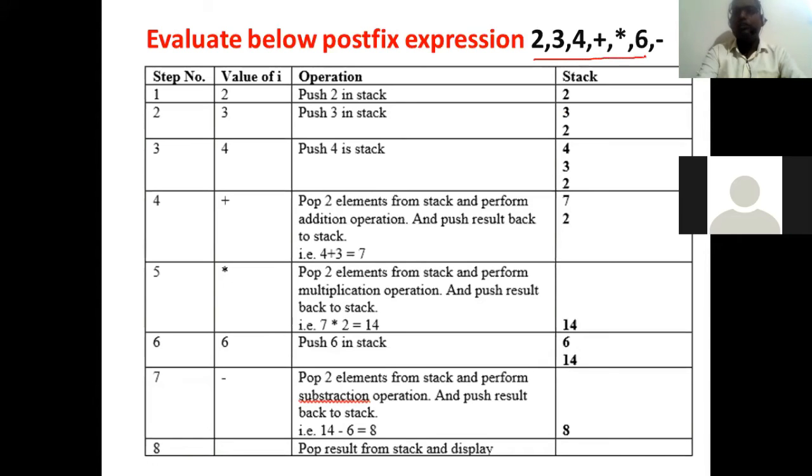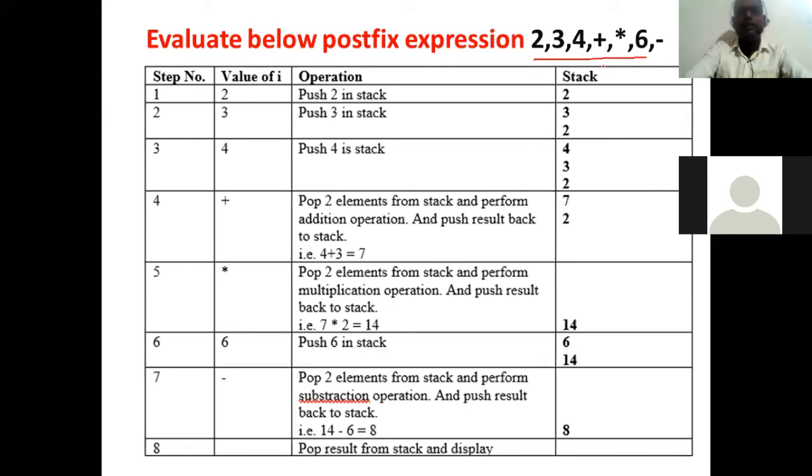You have to scan each and every symbol. If an operand or constant value is there, you need to add it into the stack. Same process. Operand hai, ya phir koi constant value, you need to add into the stack. If it is an operator, you need to pop two elements from the stack and apply or perform the operation. So evaluate karenge particular operator ko and you will get the result.